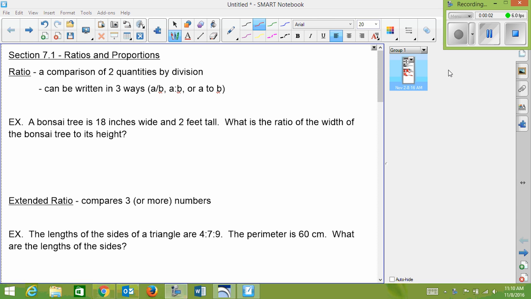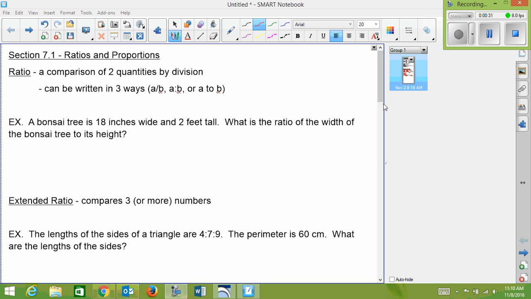Hello and welcome to section 7.1, which is on ratios and proportions. A ratio is a comparison of two quantities by division. If you remember from 7th and 8th grade when we talked about ratios, they can be written in three different ways. They can be written as a fraction, like A over B, with a colon, A colon B, or with the word "to" in it, A to B. So three different ways of writing ratios.